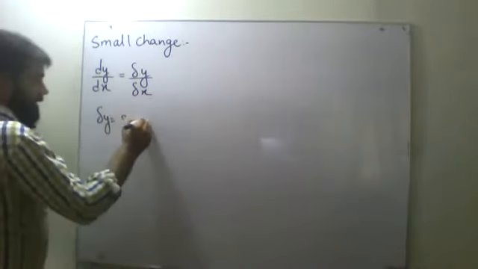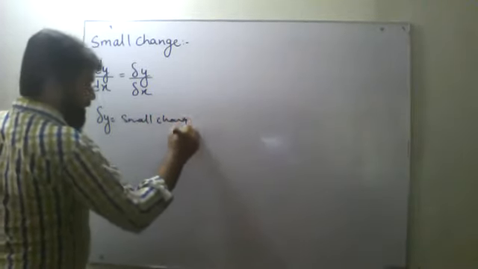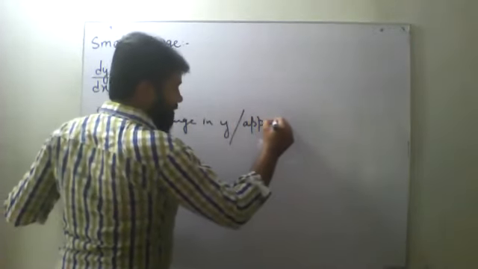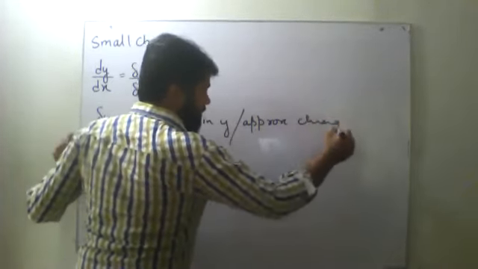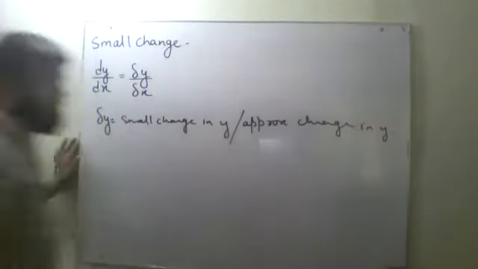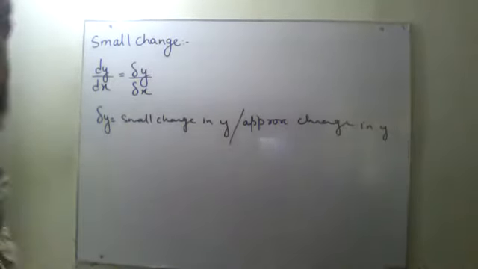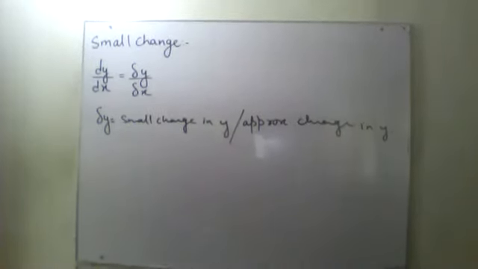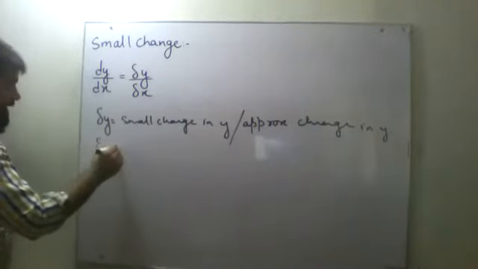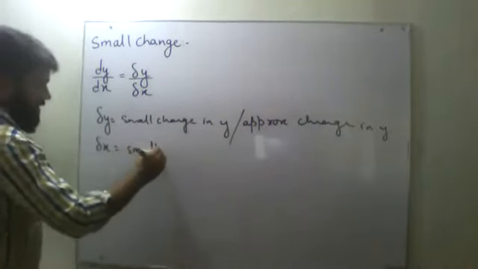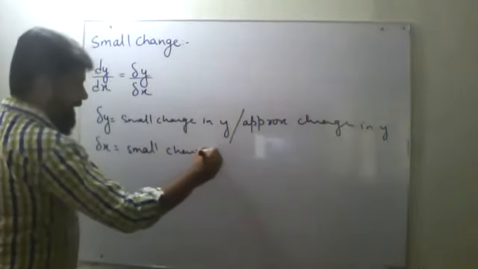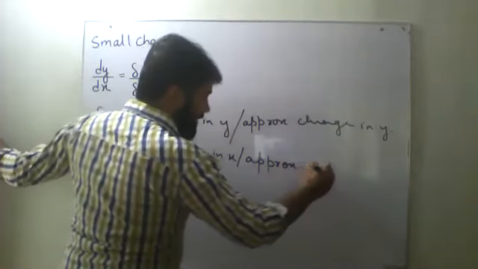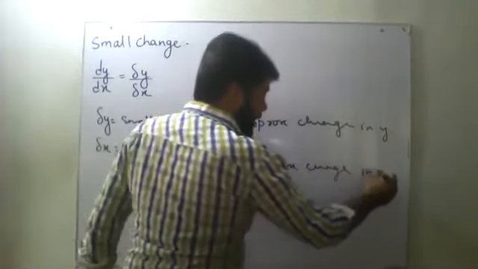Okay, a small change in y, this represents a small change in y, which is also an approximate change in y. Okay, next one is: change in x will be a small change in x or approximate change in x.